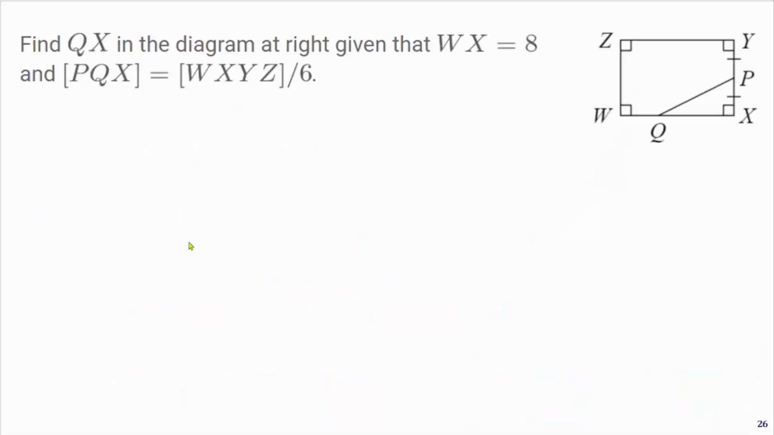If you are given a diagram like this, can you find QX in the diagram at right? Given WX equals 8, and the area of PQX is a sixth of the area of WXYZ. Okay, I'll give you 2 minutes to think about this question. 16/3? It's actually 16/3. Okay, we can have a look at the solution together.